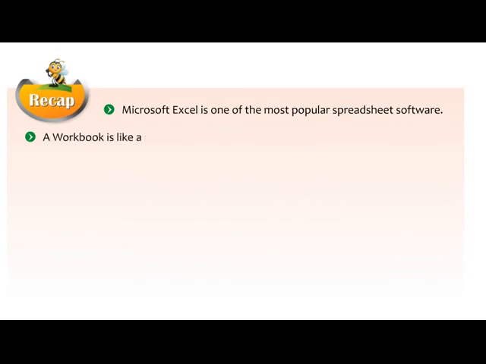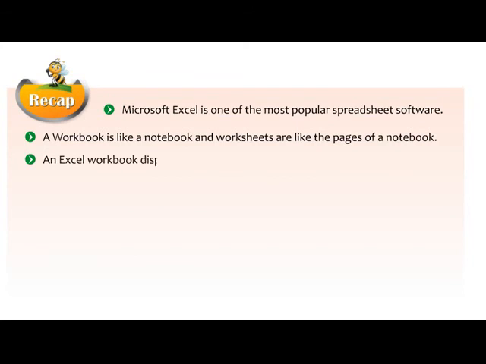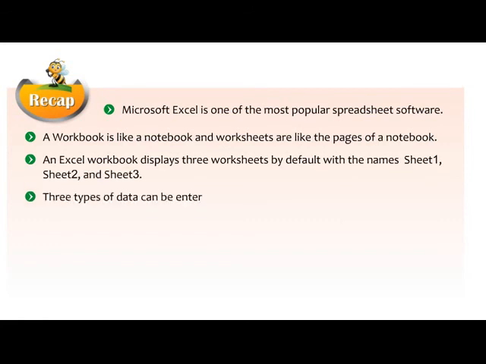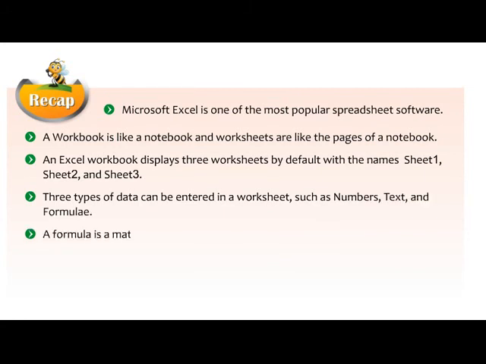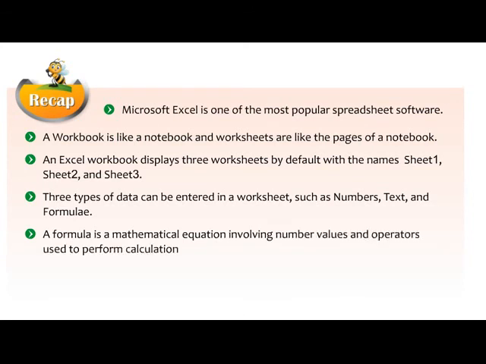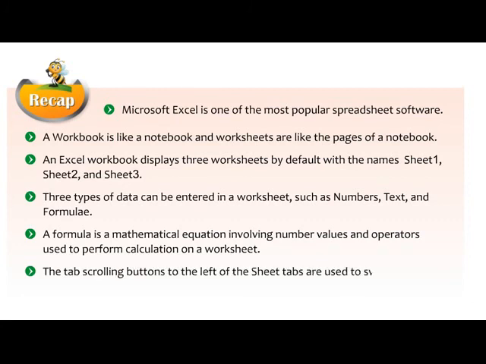Okay students, let us take a recap of this chapter. Microsoft Excel is one of the most popular spreadsheet software. A workbook is like a notebook and worksheets are like the pages of a notebook. An Excel workbook displays 3 worksheets by default with the names Sheet 1, Sheet 2 and Sheet 3. 3 types of data can be entered in a worksheet: numbers, text and formulae. A formula is a mathematical equation involving number values and operators used to perform calculation on a worksheet. The tab scrolling buttons to the left of the Sheet tabs are used to switch between worksheets.